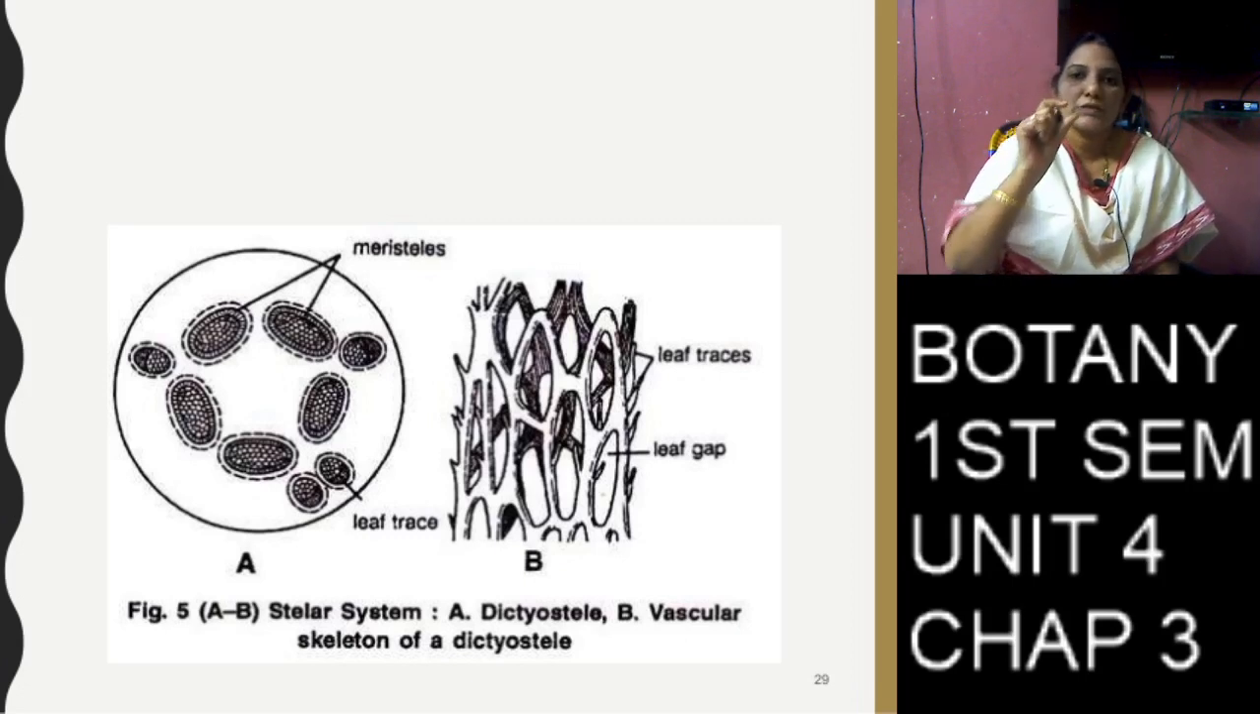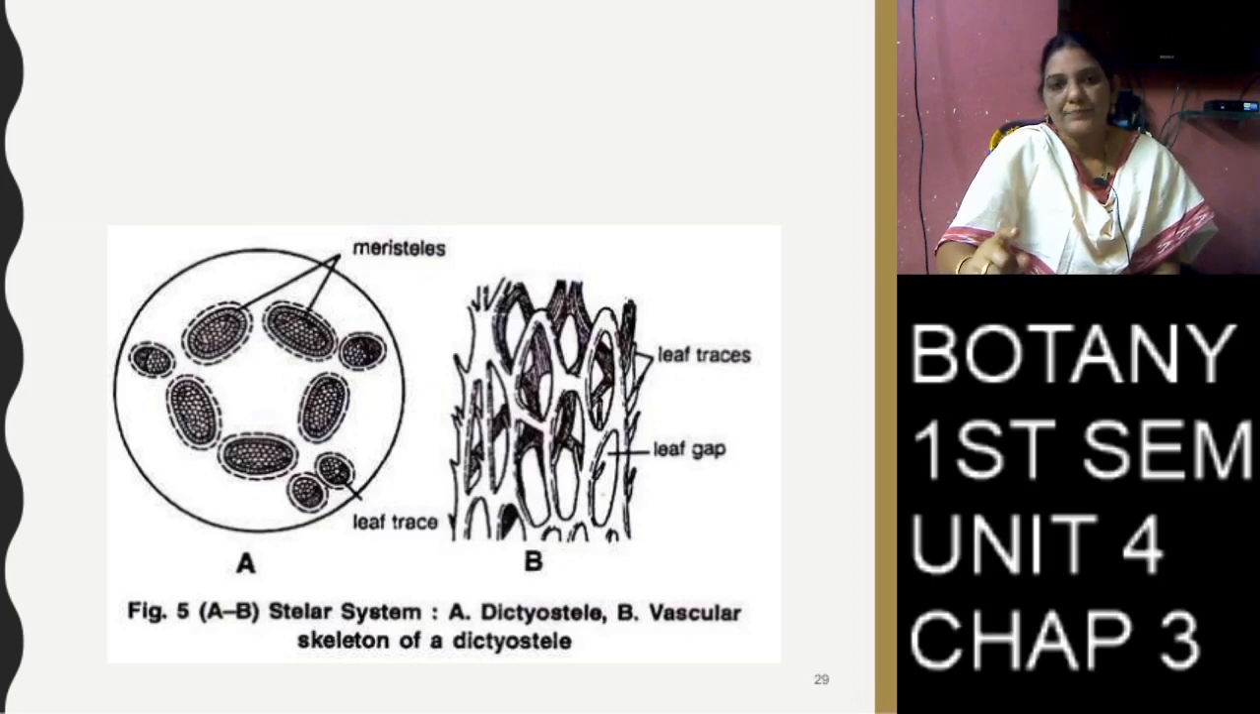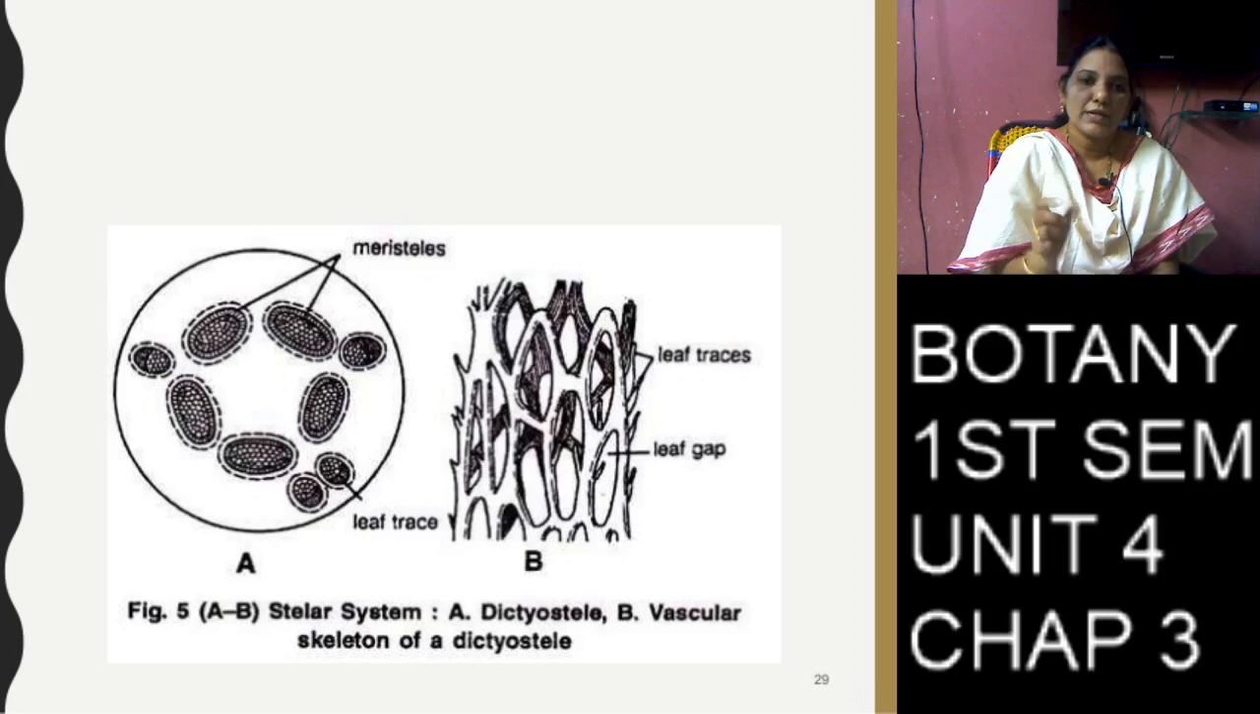So the middle part is called medulla, and the medulla is covered by the xylem, and the xylem is covered by the phloem, and the phloem is covered by the pericycle, and the pericycle is covered by the endodermis. So this total part is divided into so many gaps.